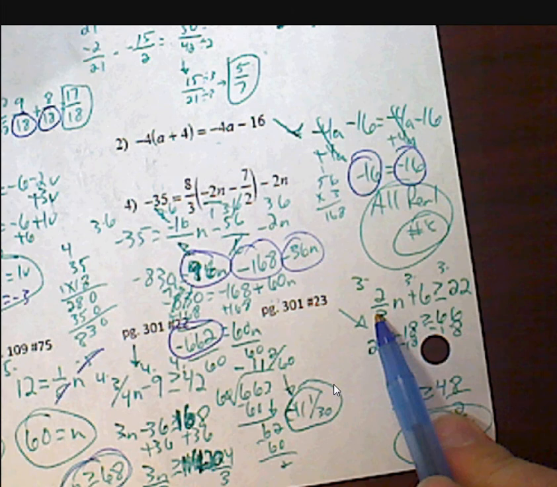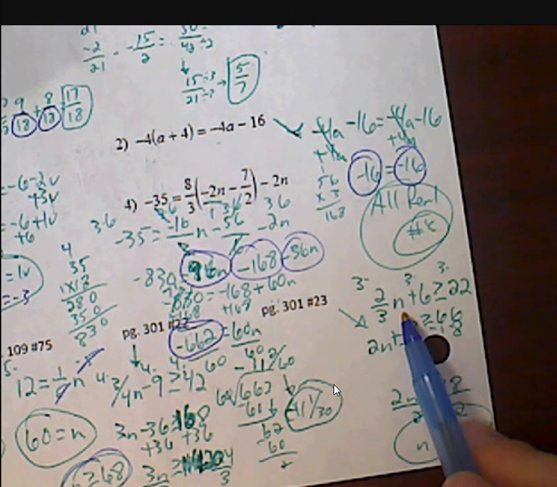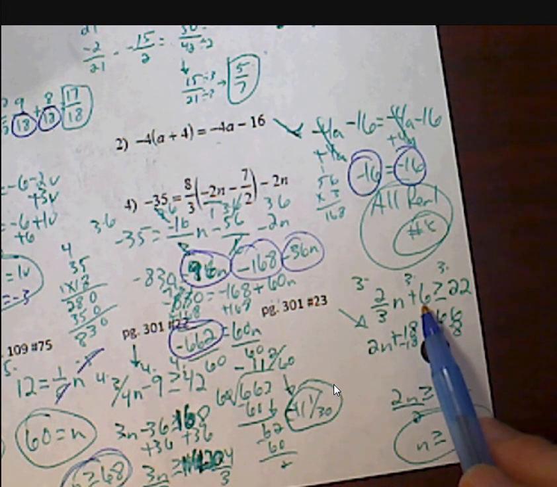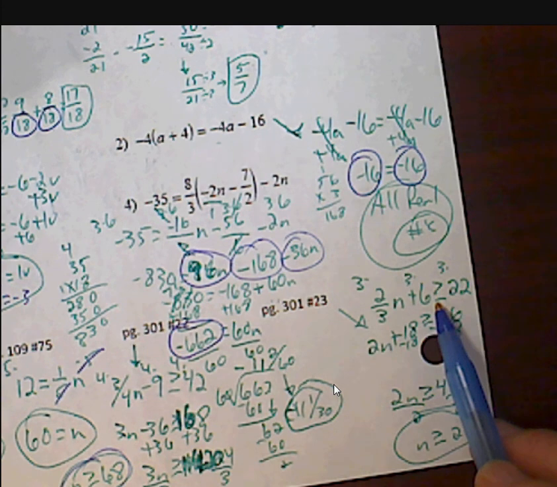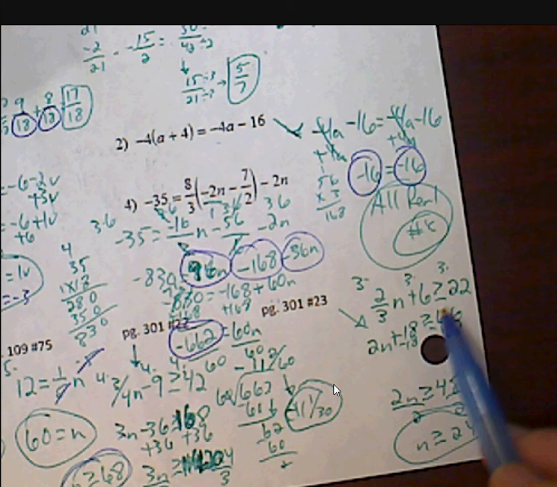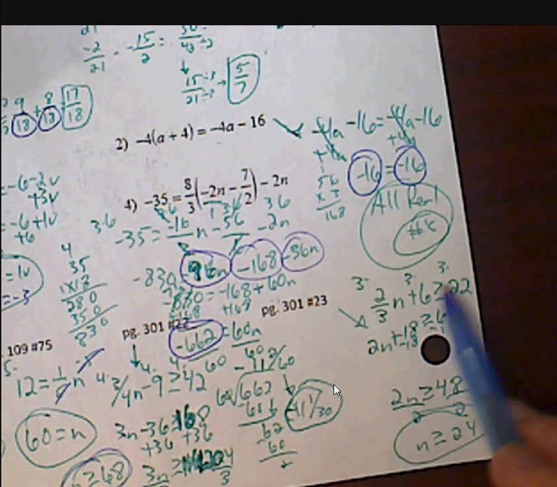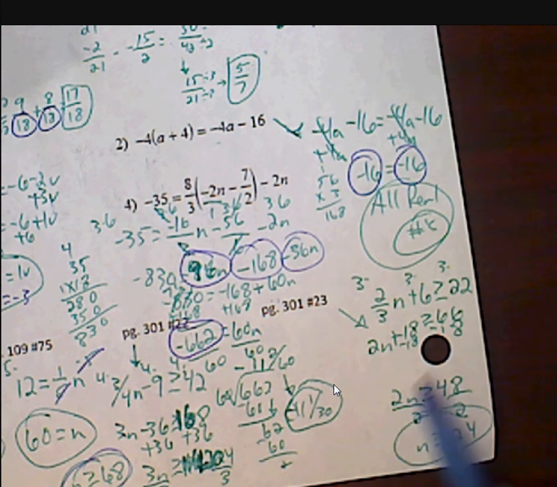So, 2/3 of a number added to 6 is at least, there's your at least, greater than or equal to 22. I multiplied everything by my denominator, I solved, and I got n is greater than or equal to 24. And we are done.